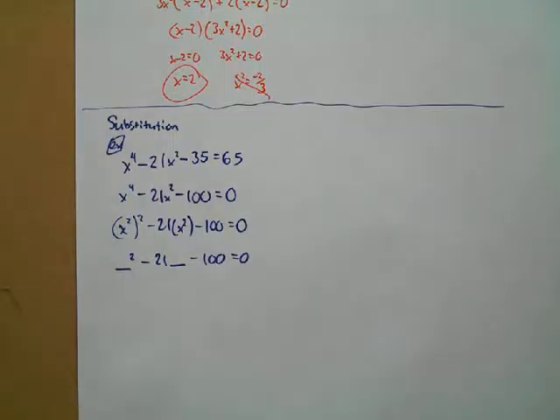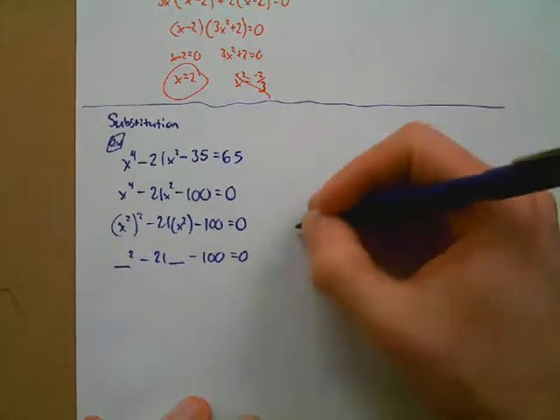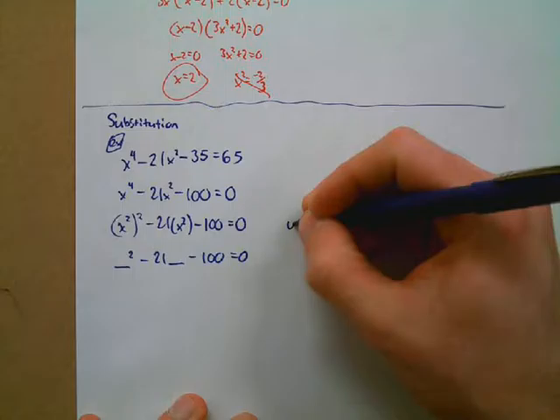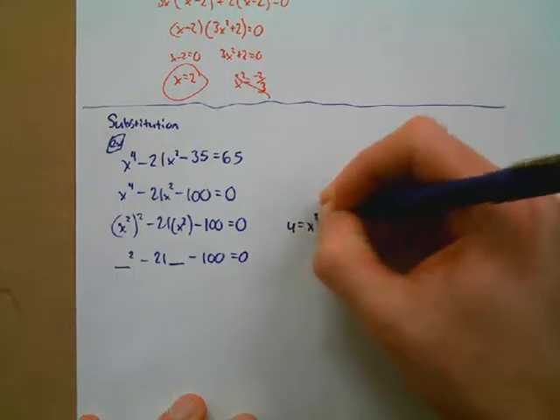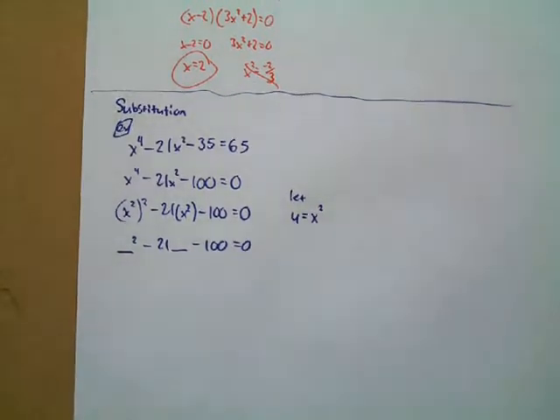Okay. So wherever I had an x squared, like here is x squared squared, I'm going to make it u squared then, right? Instead of x squared, I'll just put a u, so it's u squared. X squared squared becomes u squared. Minus 21x squared becomes minus 21u. Minus 100 equals 0.